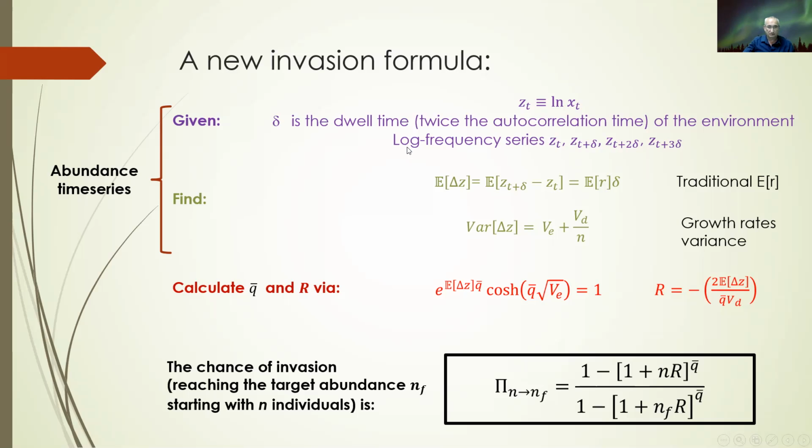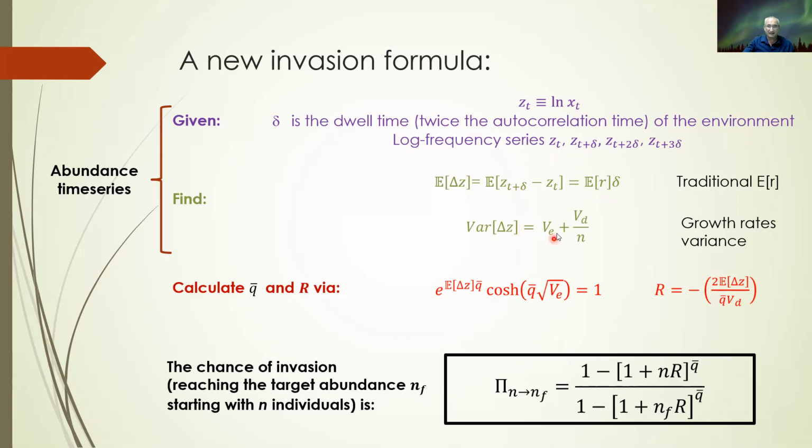environmental fluctuations. And what we want is to resample the series such that we have a log frequency series at time lags that are the dwell time of the environment. Once we have such a time series, we can calculate the mean of delta Z between 2 points. And this mean is just the mean growth rate when rare multiplied by the parameter delta, and the variance of the same quantity. The variance itself is made of 2 parts.